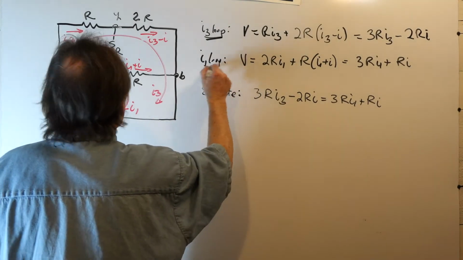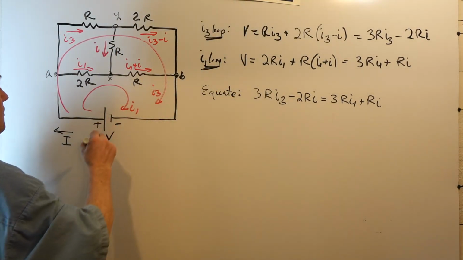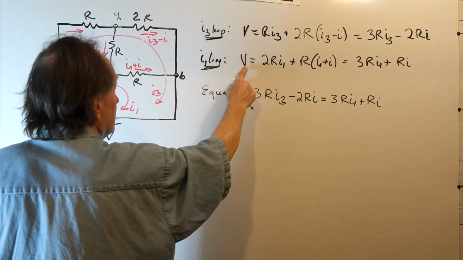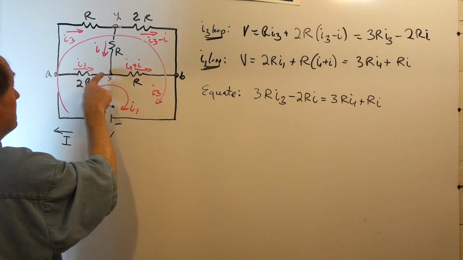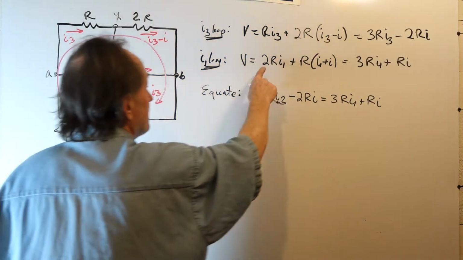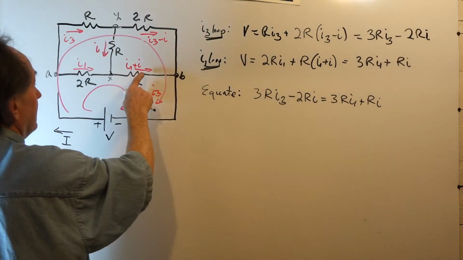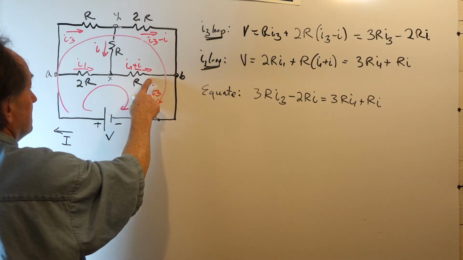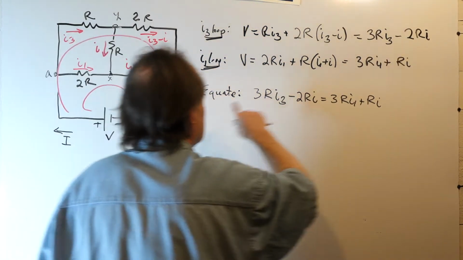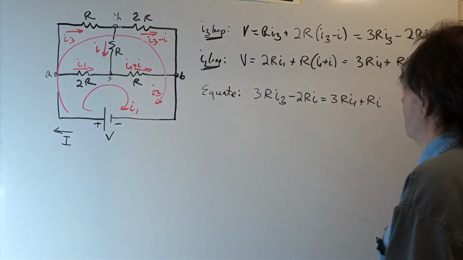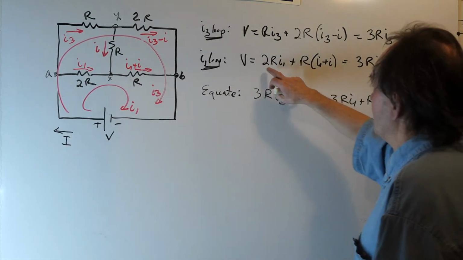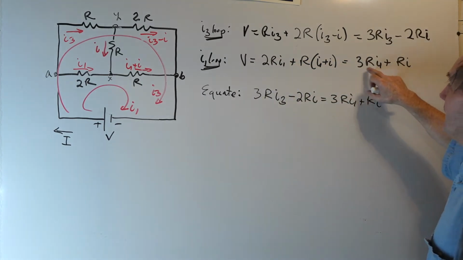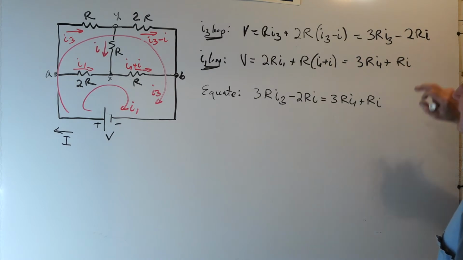In loop 1, this lower loop, we have I1 leaving the voltage source, so we have V is equal to, it flows in the 2R resistor. It's the only current flowing there, so we have 2R I1. But we have I1 plus I flowing through this resistor, so the voltage across here is R times I plus I1. Combining like terms, 2R I1 plus R I1 gives us 3R I1, and then plus R I.